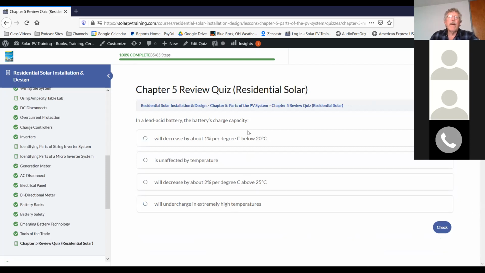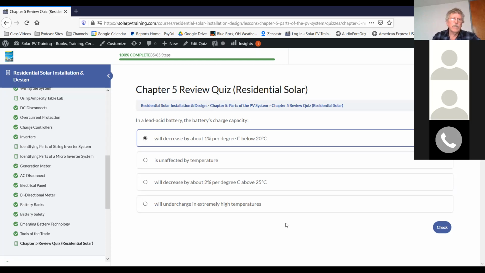In a lead acid battery, the battery's charge capacity will decrease by 1% per degree Celsius below 20, is unaffected by temperature, will decrease by 2 as it rises, or undercharge in extremely high temperatures. Well, it will decrease by 1% per degree. So the colder it gets, the less the battery will charge. So at 0 degrees, at freezing, a lead acid battery, when it reaches 80% of charge, thinks it's full. Counterwise, if it's warmer than 20 degrees, it may overcharge because it doesn't think it's full yet.